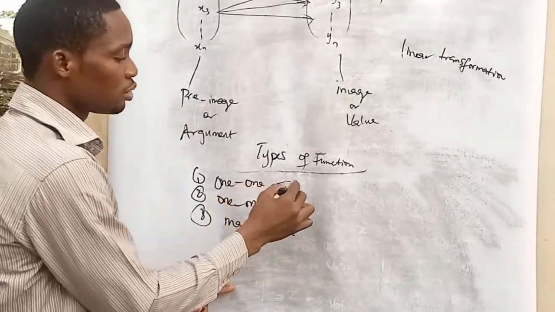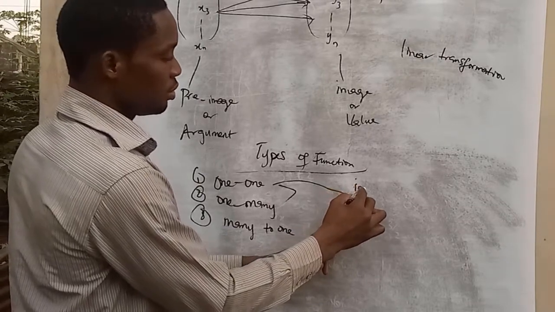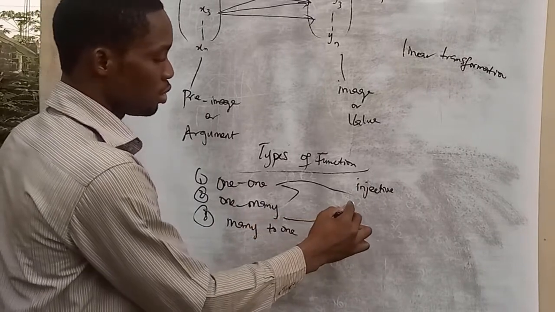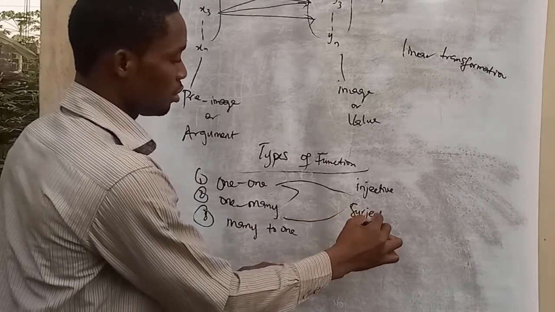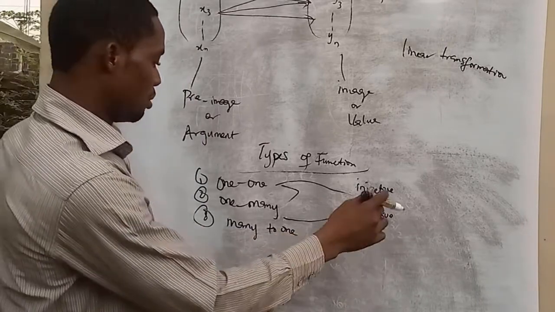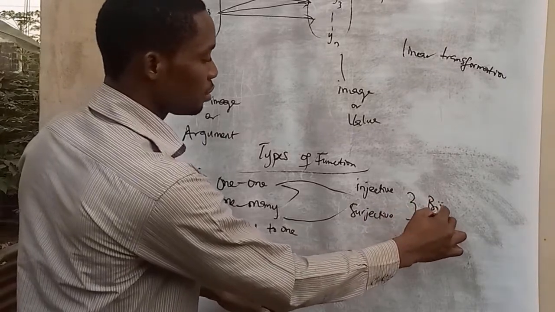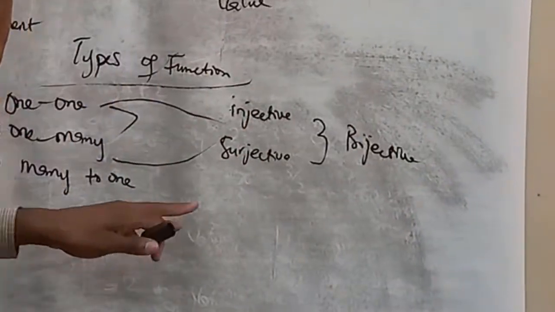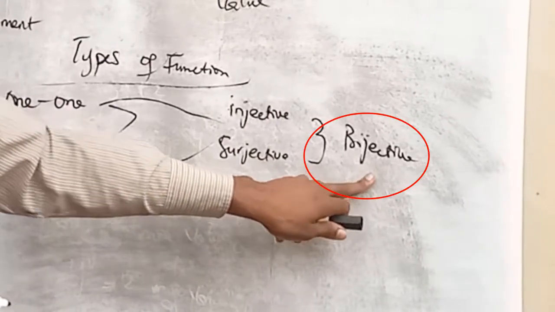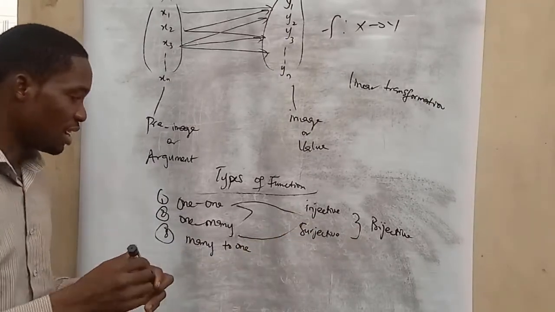Now the one-to-one function is also called injective. One-to-many is called surjective. And then the two of them together are called bijective. When we mix the two of them together, I'm going to have it as a bijective function or bijective mapping in that case. So these are all we basically have.